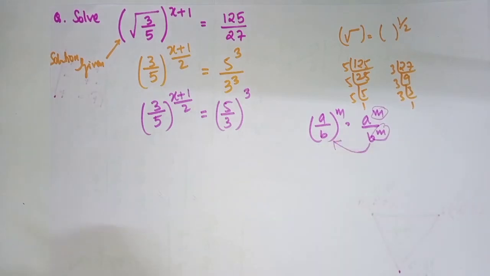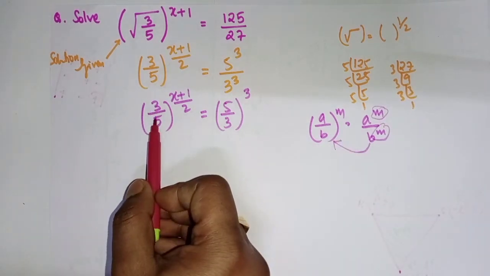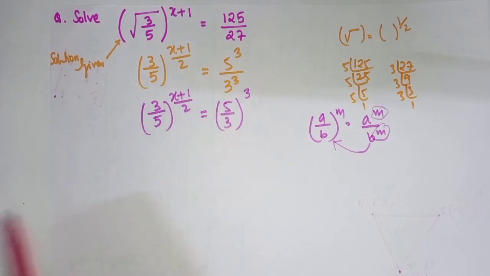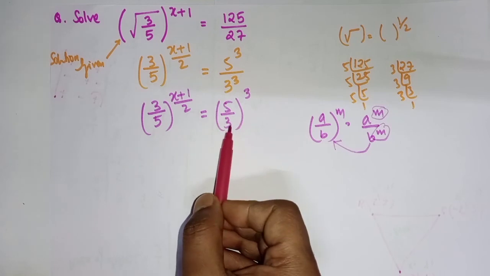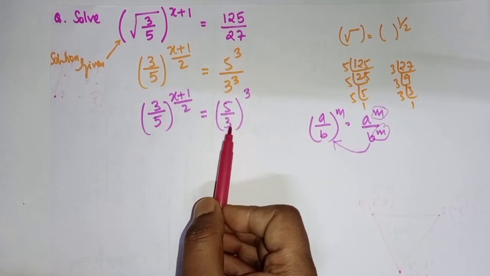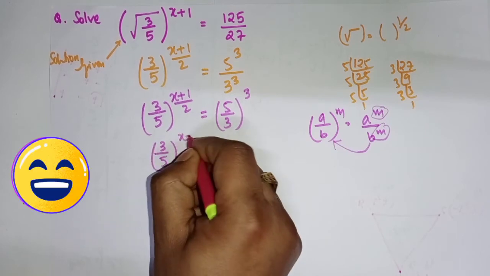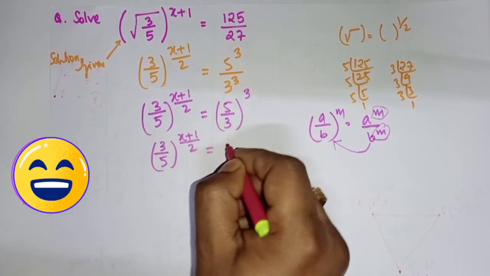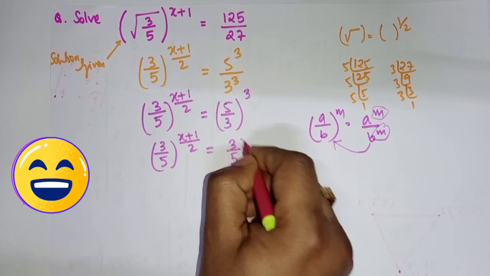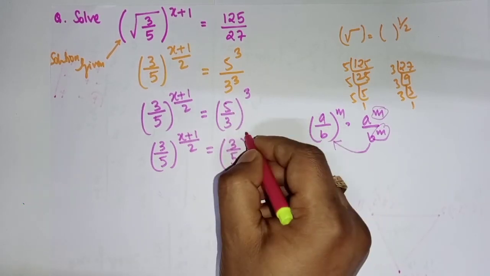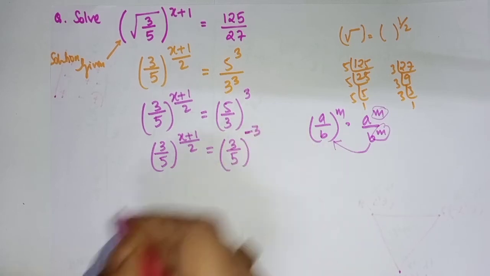Okay, now you can see this side is 3/5, but this side I have 5/3. So they are not the same, the bases are not the same. So this 3 I'll take down, this 5 I'll bring up. So what is this? (3/5) to the power (x + 1)/2 is equal to, can I write like this, 3/5. So I change this 3 up, 5 down. When I change this, what will this be? This will be negative, minus 3.